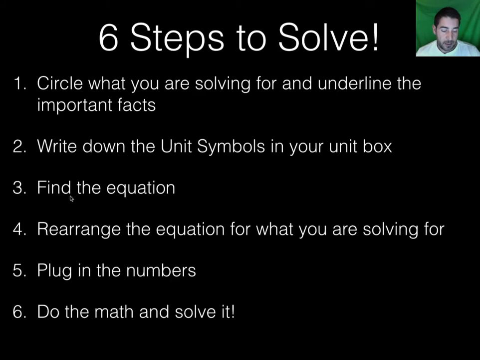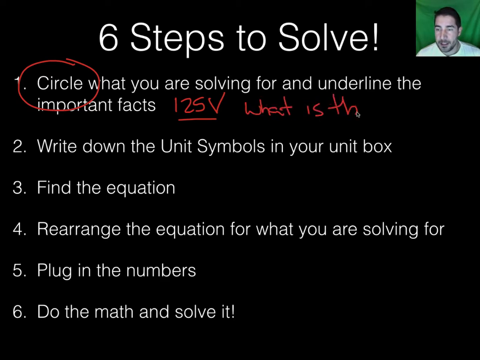So the 6 steps to solve it start with this. You're going to circle all the information that is important. Usually this stuff is anything that has a number. So this is 125 V. That's what you're going to underline or circle. You underline the important facts and you circle what you're solving for. So if it says, what is the distance? You're going to circle distance because distance is what you're solving for, right? We circle what we're solving for.